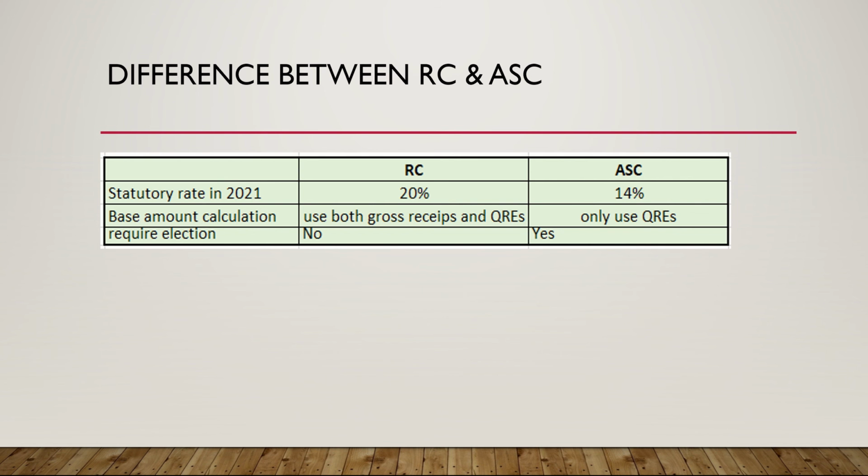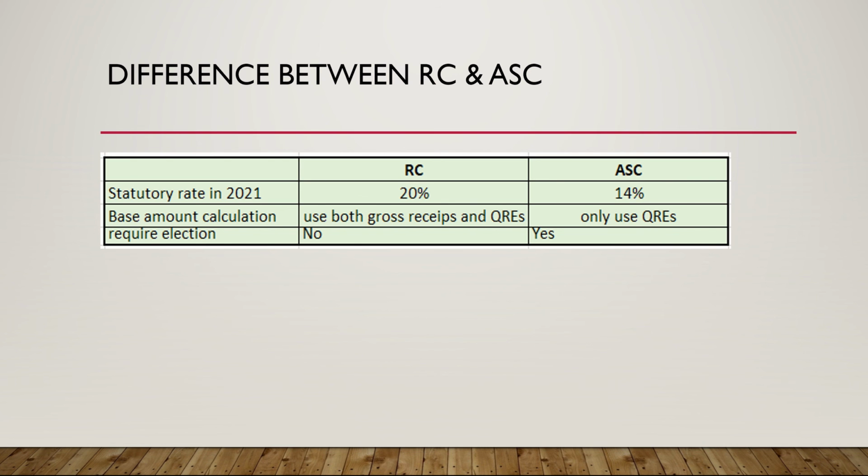For 2021, the regular credit statutory rate is 20%. The alternative simplified credit is 14%. However, the regular credit's higher rate in 2021 doesn't mean that a particular taxpayer's regular credit will always be greater than its ASC. Its regular credit could be greater, but it can be much lower.